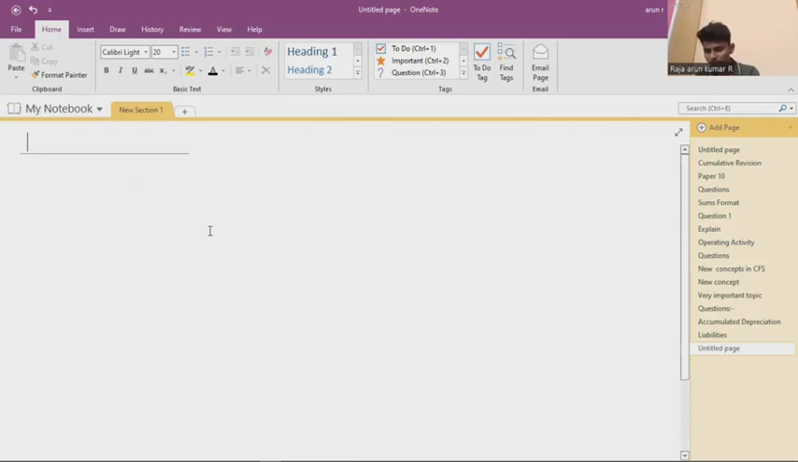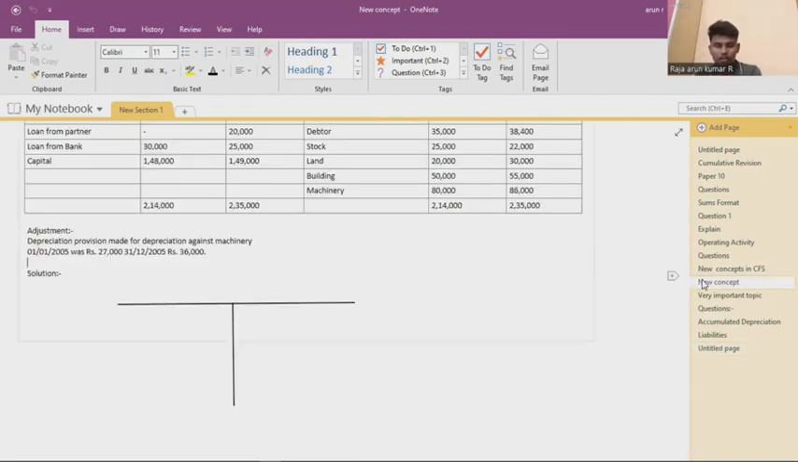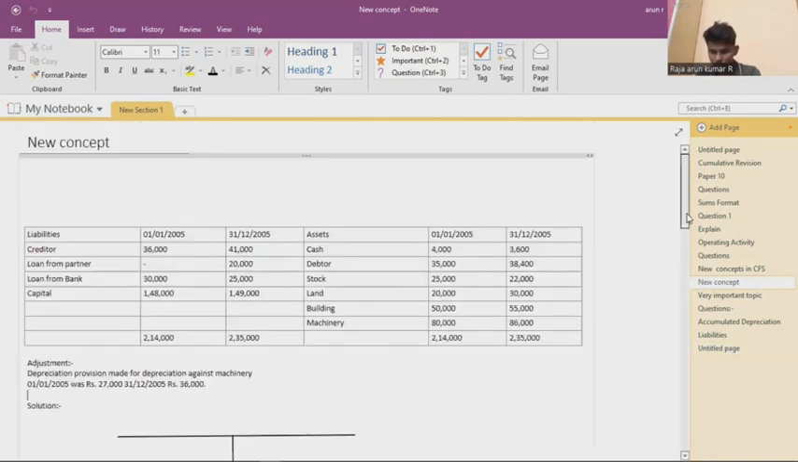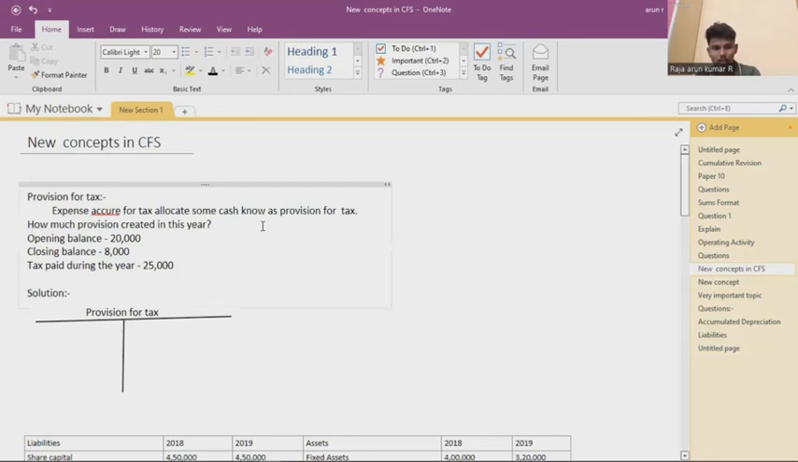I will give it in an elaborate way. Provision for taxation: expenses occurred for tax, for which we allocate some cash. Expenses occurred for tax, that allocated cash is known as a provision for taxation. I hope you understand.